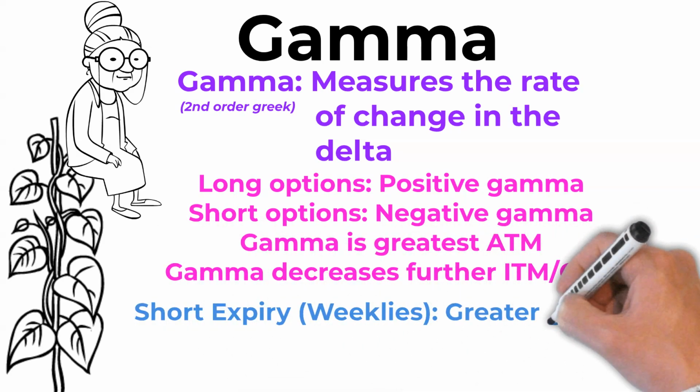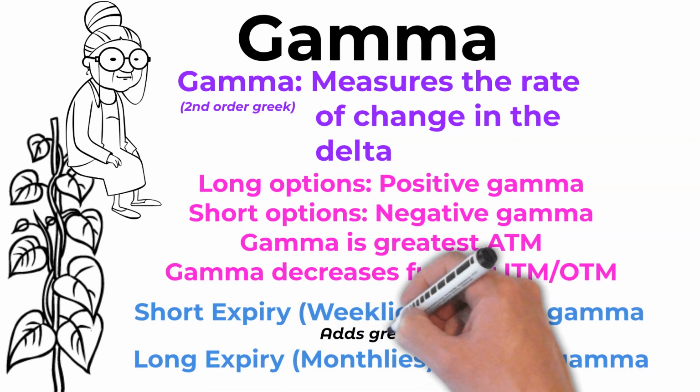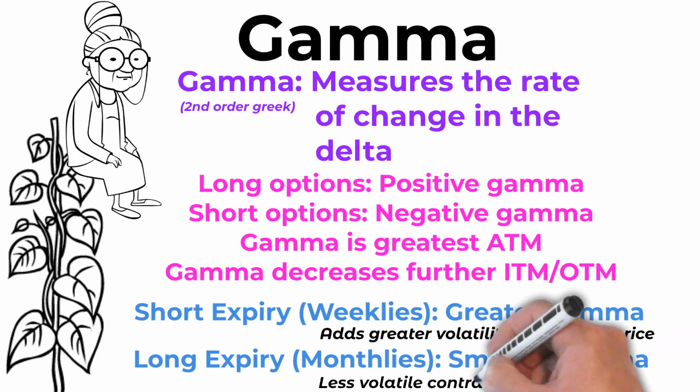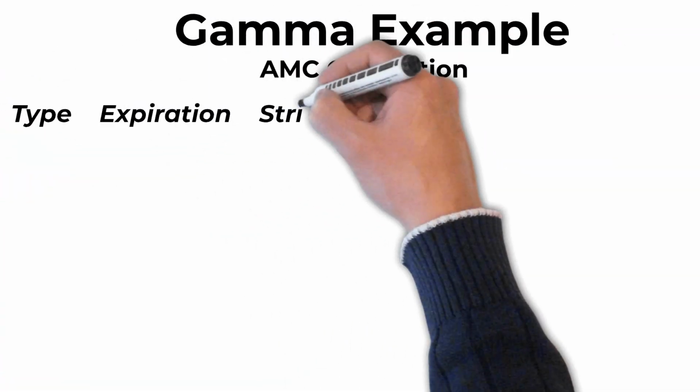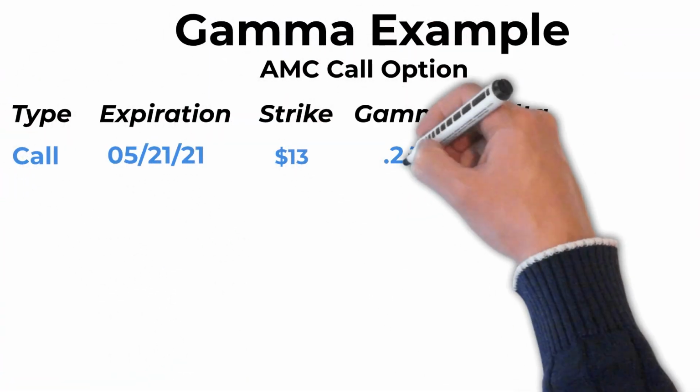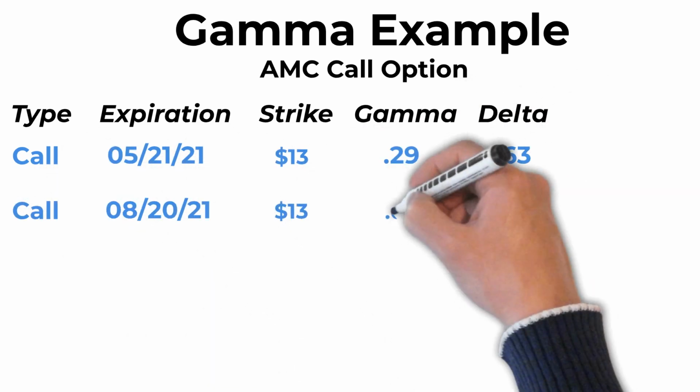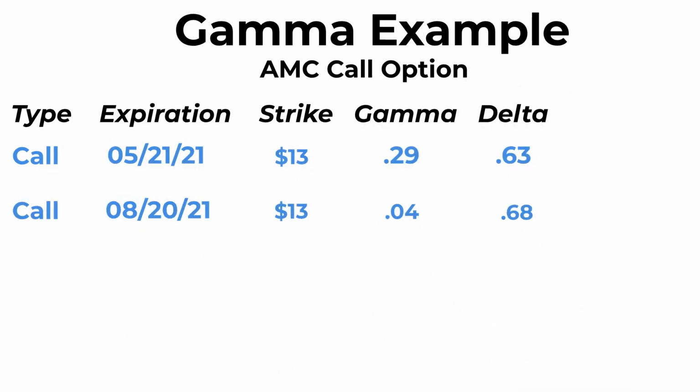Short-dated options have a higher gamma than longer-dated options, which is why the price of short-dated options are more volatile and can gain or lose value faster than longer-dated options. We'll use AMC for an example. The gamma for a 13 call option expiring this Friday is 0.29, while the gamma for the 13 call option expiring in August is only 0.04.